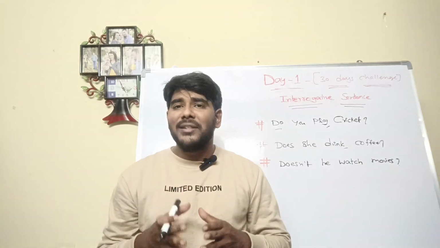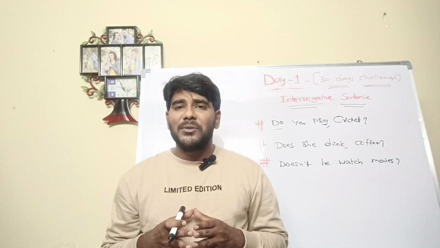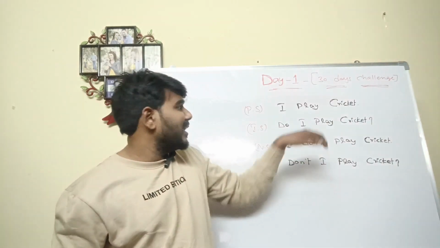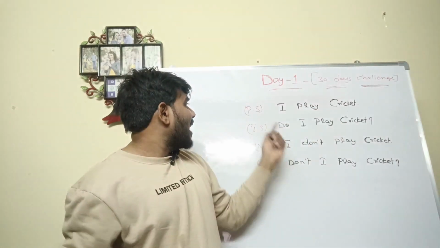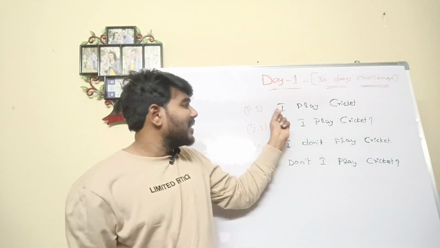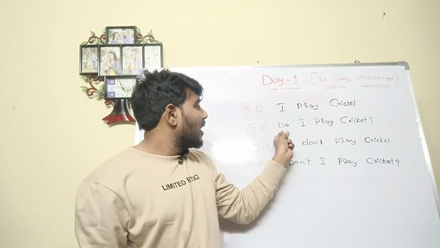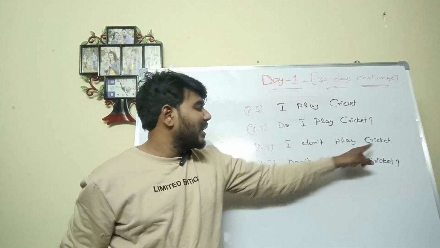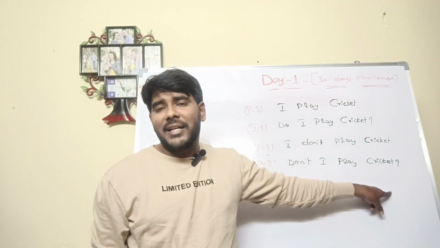You have understood the lesson. Let's quickly encapsulate what we have discussed so far. Let's quickly dive into the examples here. I have taken a single verb to sound more explicit. As far as a positive statement is concerned, I play cricket. When it comes to an interrogative sentence, do I play cricket? And the negative sentence would be I don't play cricket, and the negative interrogative is don't I play cricket?